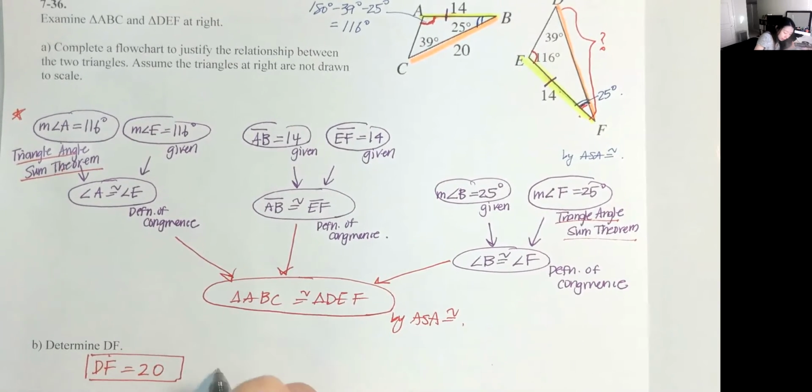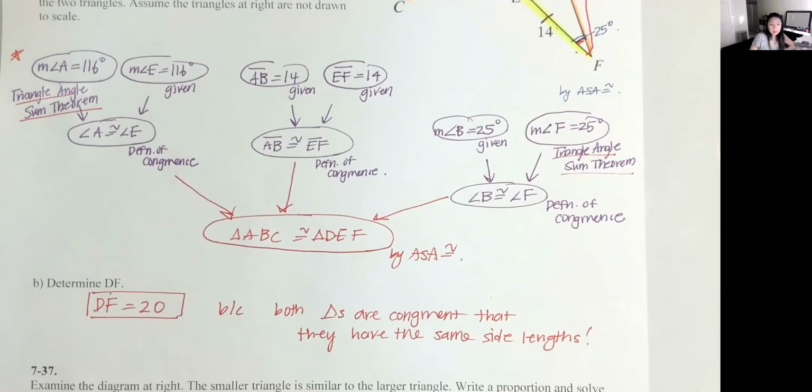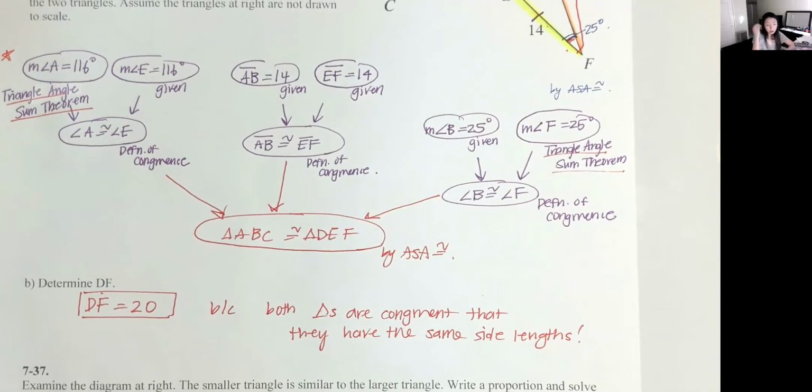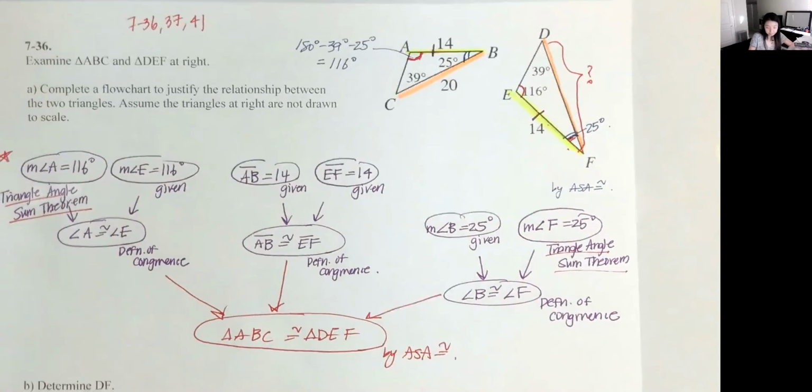And again, because both triangles are congruent, they have the same side lengths. Okay, because the triangles are congruent, they all must have the same size. So you just have to find the corresponding part.